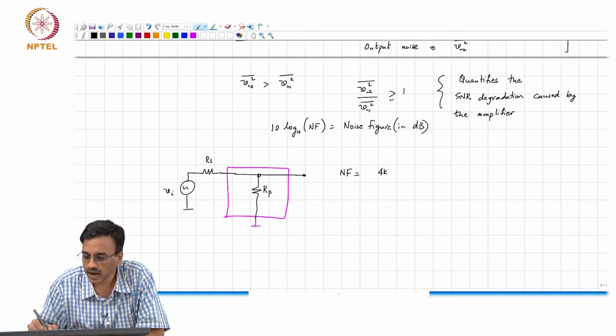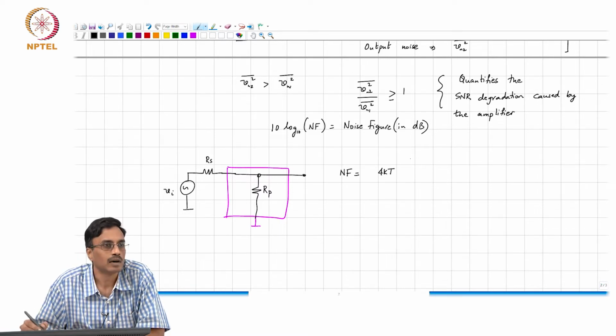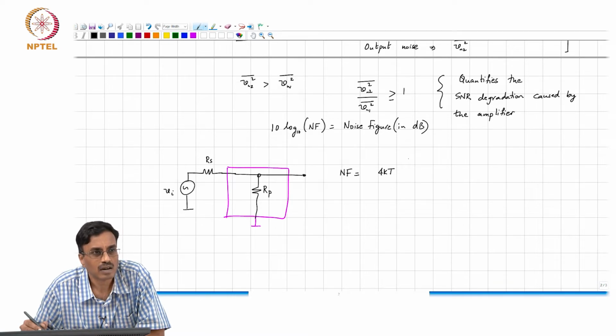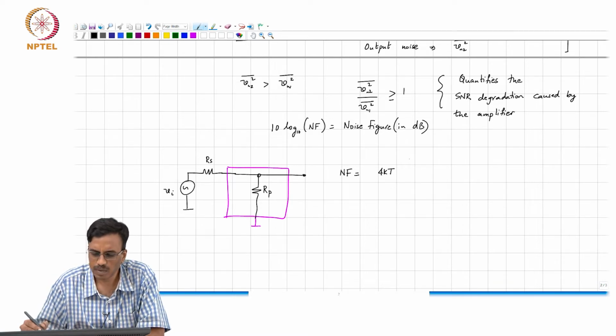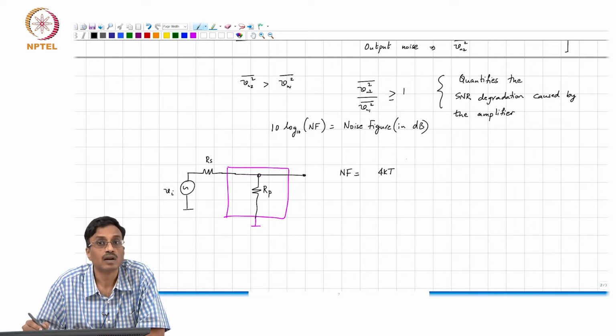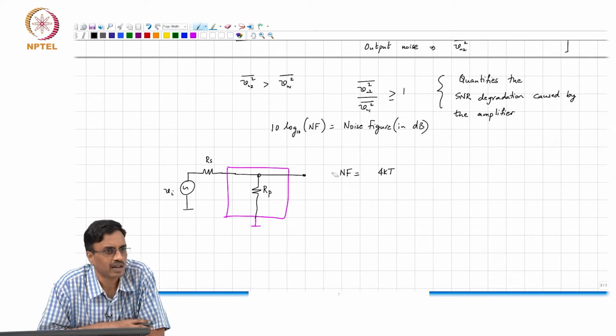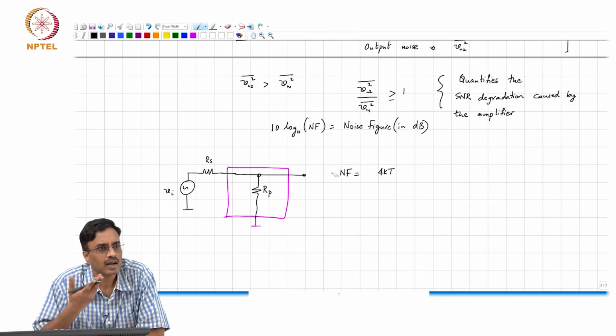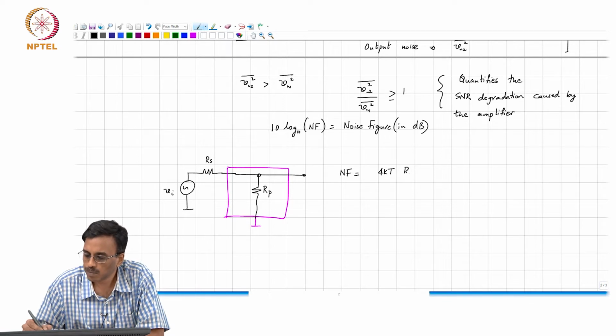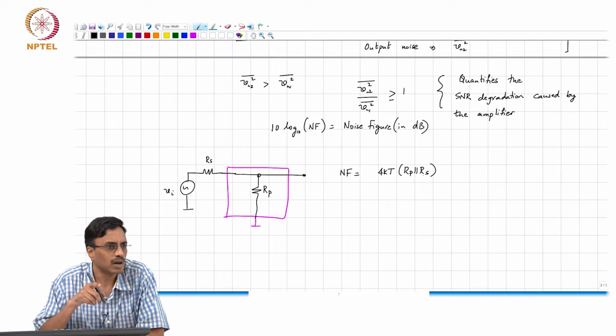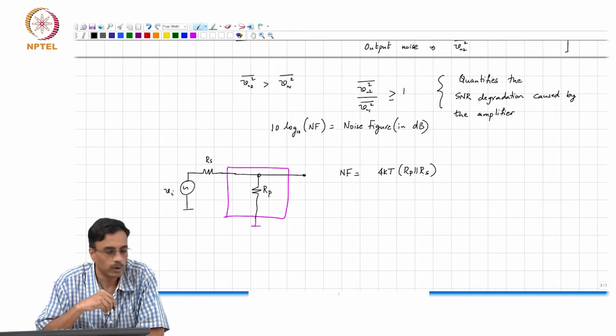It's 4 kT times... Why RP by RP plus RS as a whole square? It is simply, what is the output noise voltage spectral density? 4 kT times RP parallel RS. Any confusion about this? Okay.